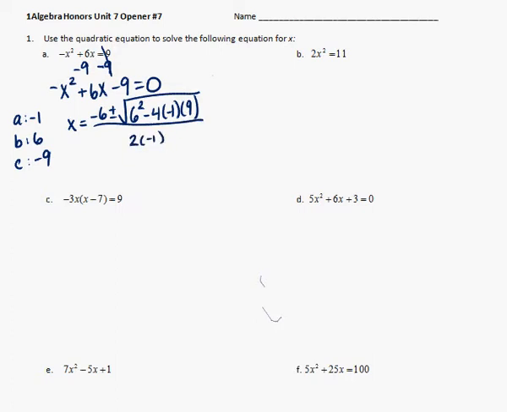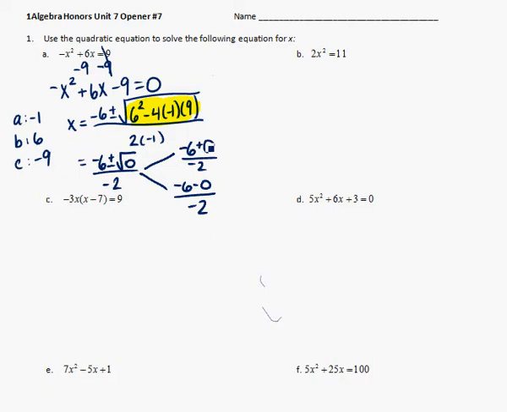What I like to do first in order to keep myself organized is simplify what's underneath the radical. This one's an interesting one because we get 36 minus 36, which is 0. So we have -6 plus or minus the square root of 0 over -2. To keep myself organized, I split it up into two parts: -6 plus the square root of 0, which is 0, over -2, and -6 minus 0 over -2.